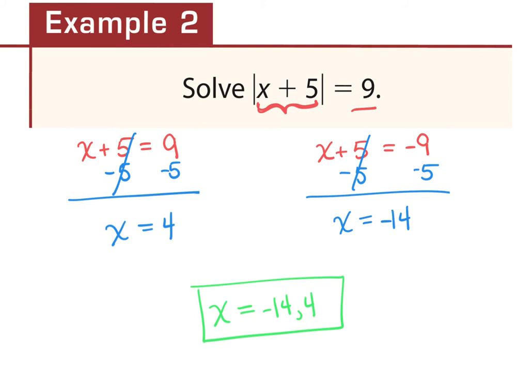If you plug it back in, -14 plus 5 is -9. The absolute value of -9 is 9. 4 plus 5 is 9. The absolute value of 9 is 9. Okay? And so you are going to consider the two possibilities that happen.